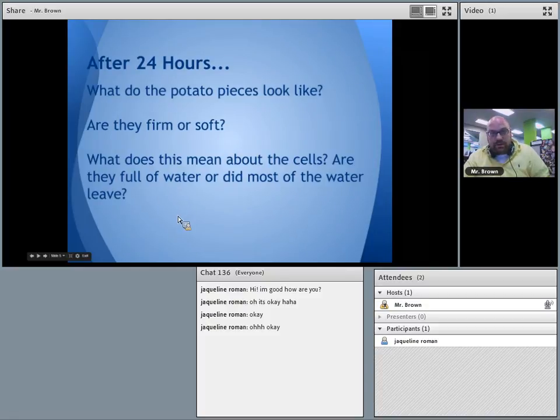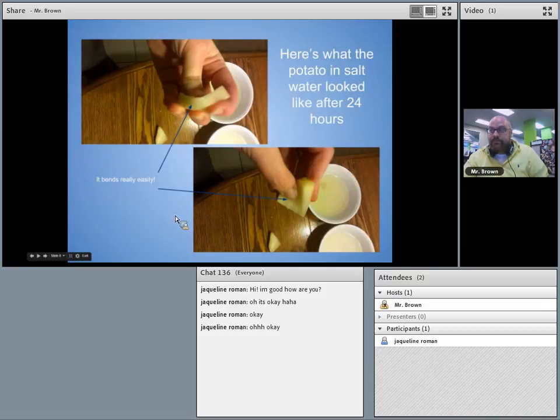So, after 24 hours, what do the potatoes look like? Are they firm or are they soft? Okay, so in salt water, you can see after 24 hours, the potato is very bendy. It bends very, very easily. The reason for that is that when you put the potato slice in, it was probably firm, right? Because potatoes are kind of hard if you don't cook them first. So you plunk it into the salt water, you take it out.